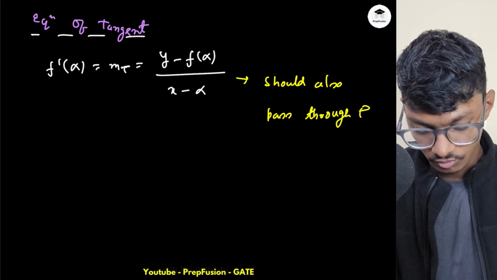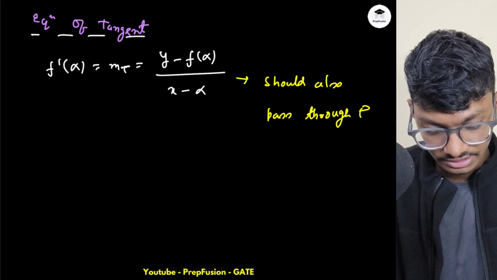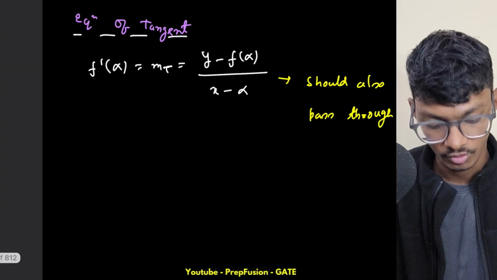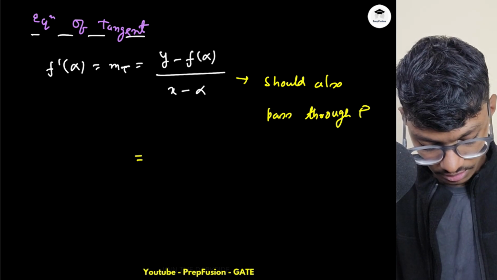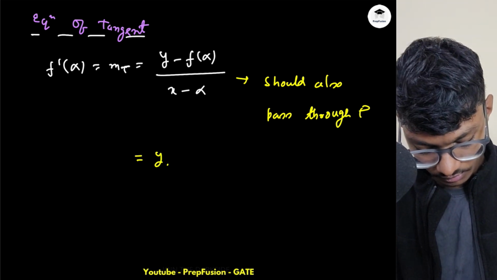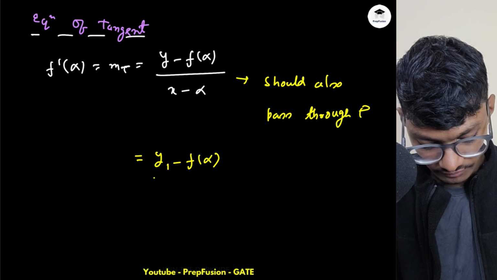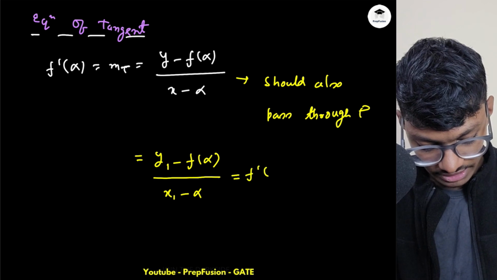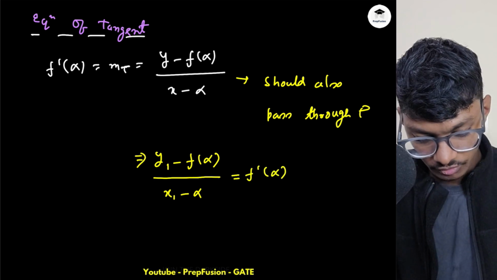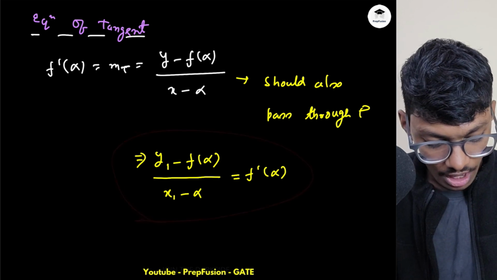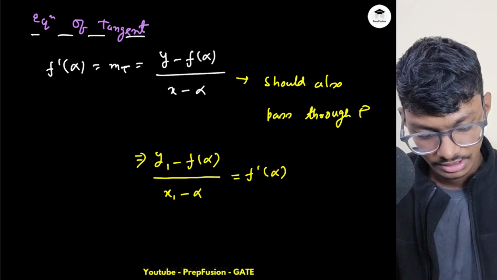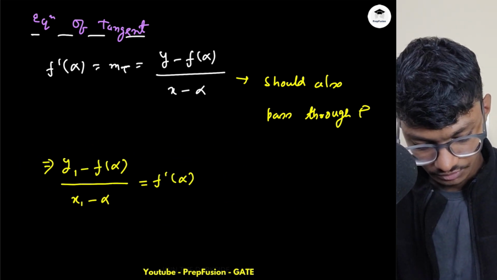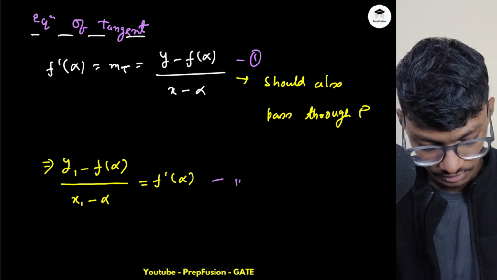So I can again rewrite this equation in a different manner. Instead of y and x, I can replace y and x with the P format. So this will be y1 minus f of alpha divided by x1 minus alpha, which should also be equal to f dash of alpha. So we try to find out our alpha from here. This is the second equation, and this is the first equation. Obviously we'll understand this better when we solve a question.